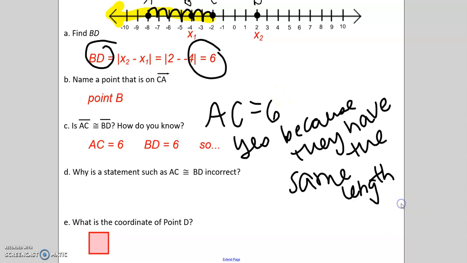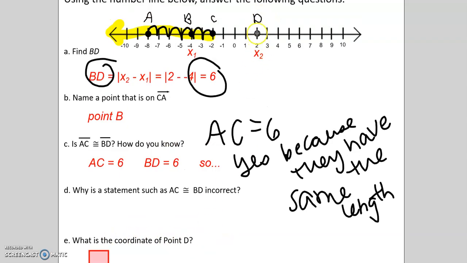And then my last question here: what is the coordinate of point D? Remember what a coordinate is. It's that number on the number line that matches up with the point. So my coordinate of point D is 2.